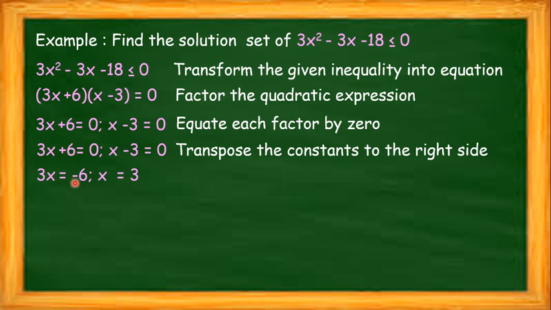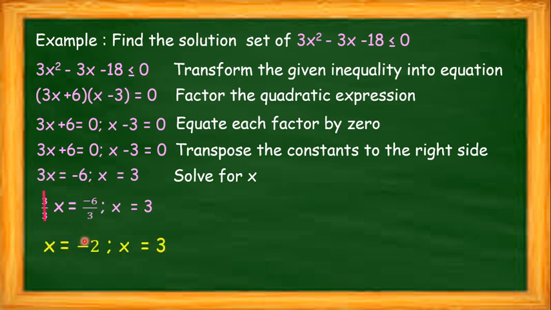From plus 6, it became negative 6 and minus 3 became positive 3. Here, divide both sides by 3. Okay, so we can cancel the 3 here. So we have negative 6 divided by 3. That is negative 2. And on the other side, that is positive 3. Therefore, the solution sets are negative 2 and 3.